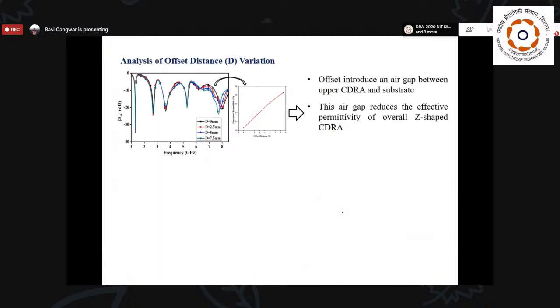Now, the analysis of the offset distance. The offset distance means that when we use two different DRAs, one is placed on top of the other, and the top DRA is shifted from the smaller DRA's sides. In this analysis, because the DRA is responsible for the higher band, when we increase this offset distance, we are able to increase the bandwidth of that particular band. This bandwidth is increased due to the decrease in the effective permittivity of the overall Z-shape CDRA.